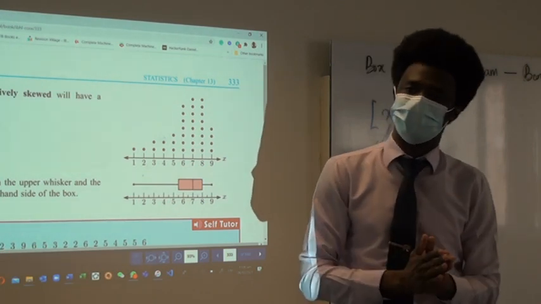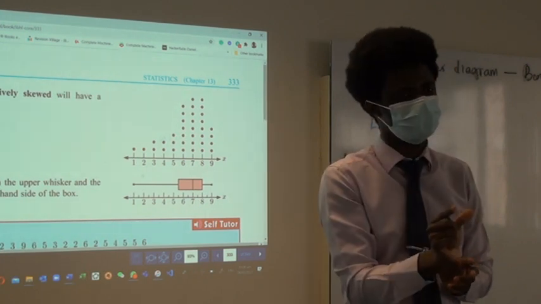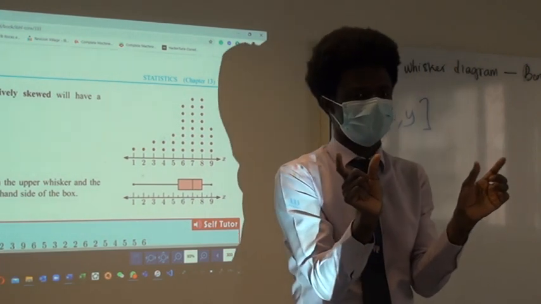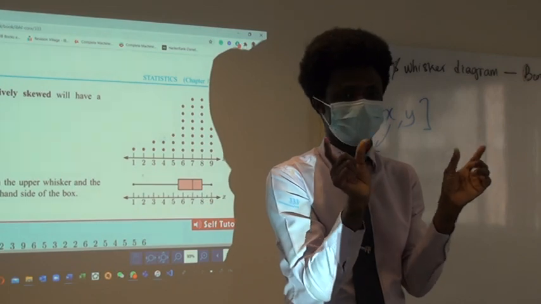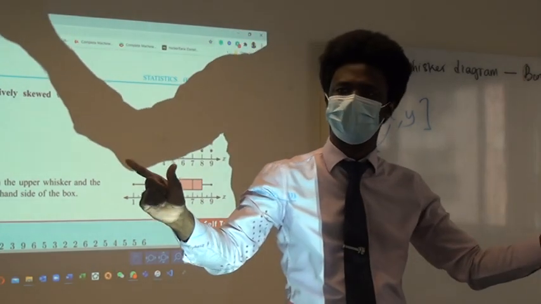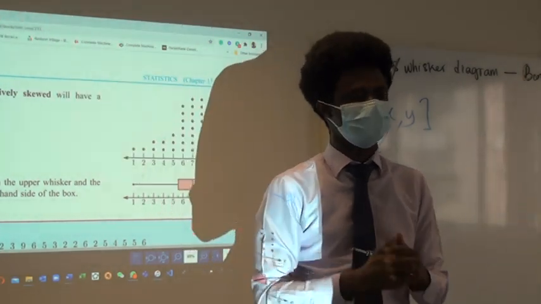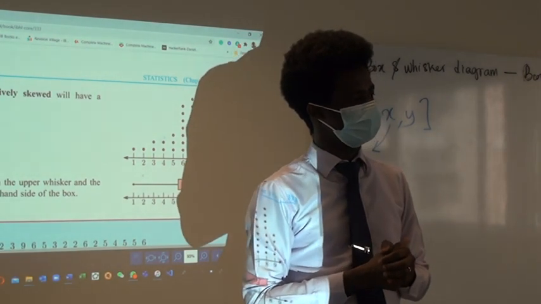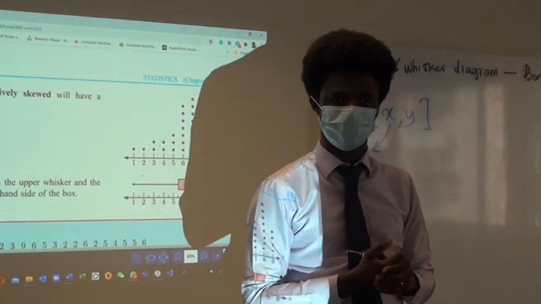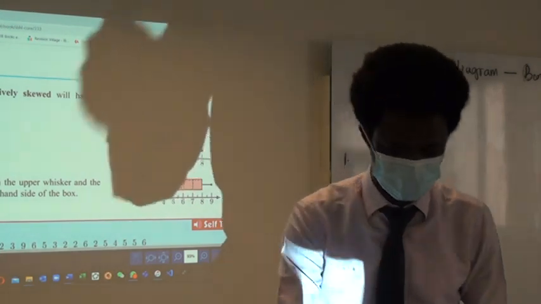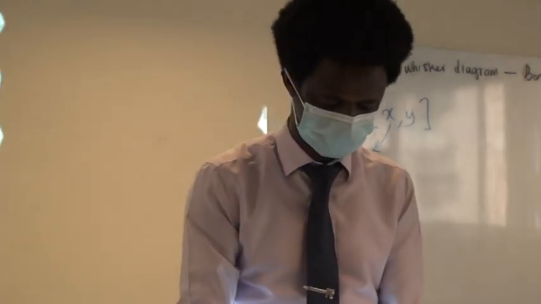If it is a symmetric distribution, you start from your median. The box is divided in exact half. The whiskers are of equal length. Then you are dealing with a distribution that is symmetric. Am I making sense? With this, maybe we can start with this.